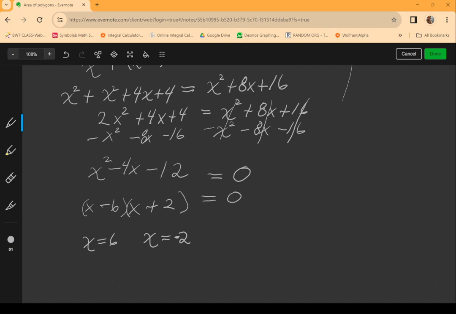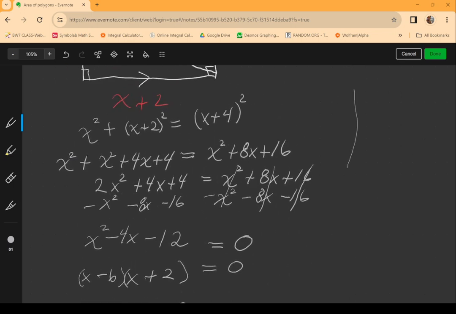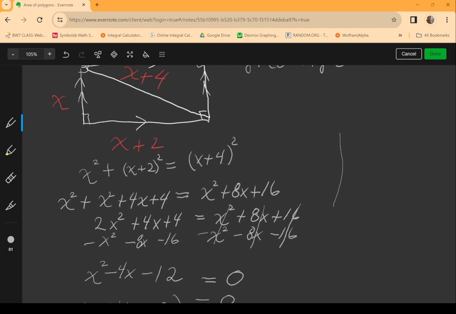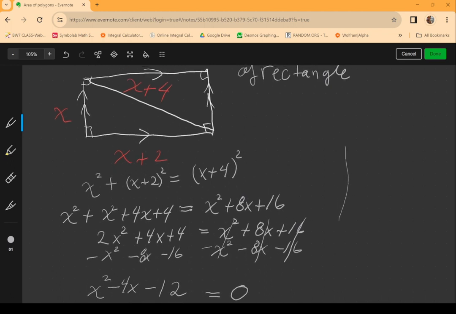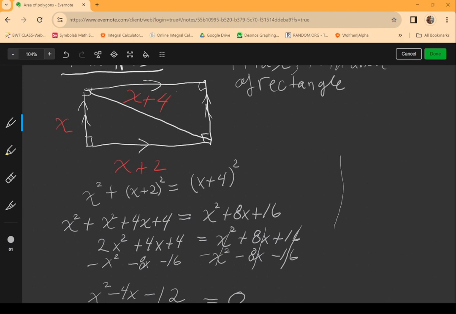Now here, when we're dealing with physical quantities, let's make sure that our answers make sense. Does it make sense to have a value of 6 for x or -2? So I'm going to scroll up here to my initial figure. So 6 is okay, mainly because what I'm looking for here is that in my rectangle the lengths need to be positive, and that works out fine here.